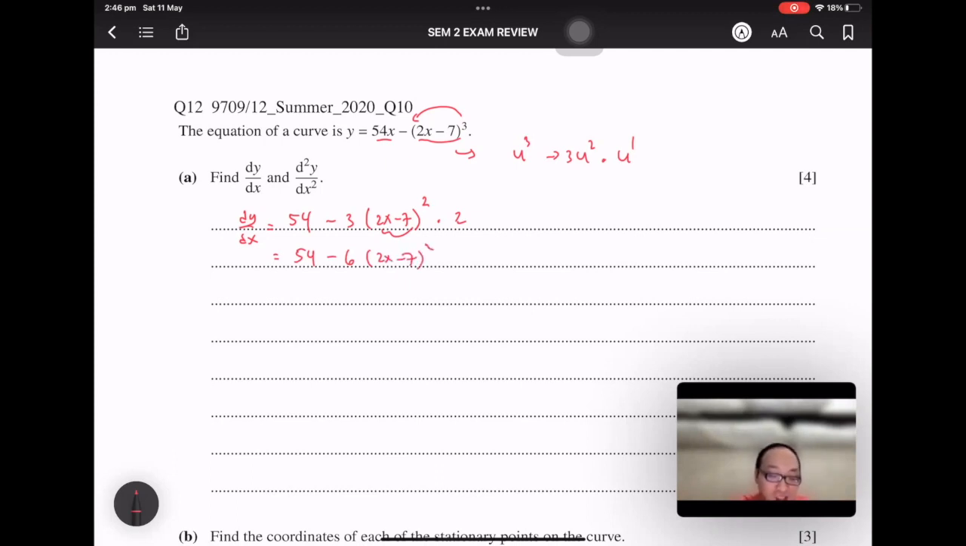This is the first derivative, and for the second derivative, the 54 will be gone. And this one, we use the chain rule as well. So it's negative 6 times 2(2x minus 7) to the power of 1 times the derivative of 2x minus 7, which is 2. So equals negative 24(2x minus 7) to the power of 1.